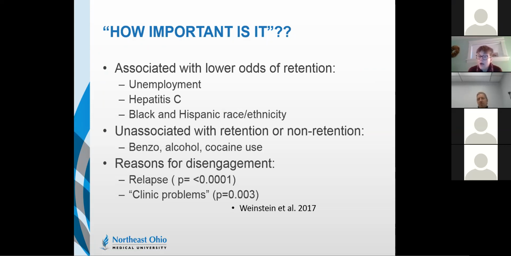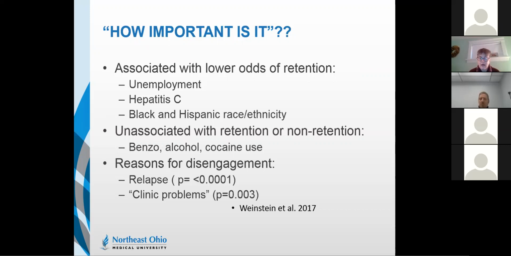Associated with lower odds of retention were unemployment, active hepatitis C, and Black and Hispanic race or ethnicity. Unassociated with retention or non-retention were benzodiazepine use, alcohol, or cocaine use. Those things did not predict whether the person would be retained or not retained. And the reasons for disengagement and dropout were two.